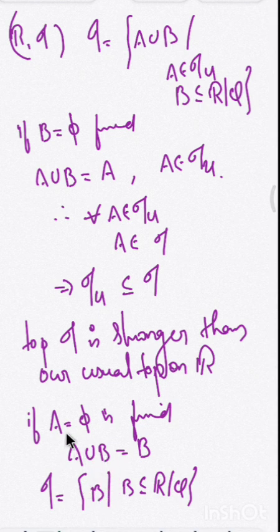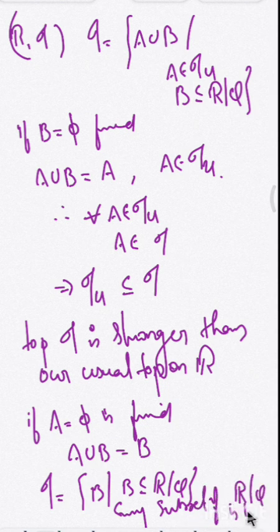So when you fix A equal to empty, then B is nothing but the subsets of R minus Q. So every V belongs to tau. Therefore, every subset of irrationals is open in this topology. Every subset of R minus Q is open in this topology.